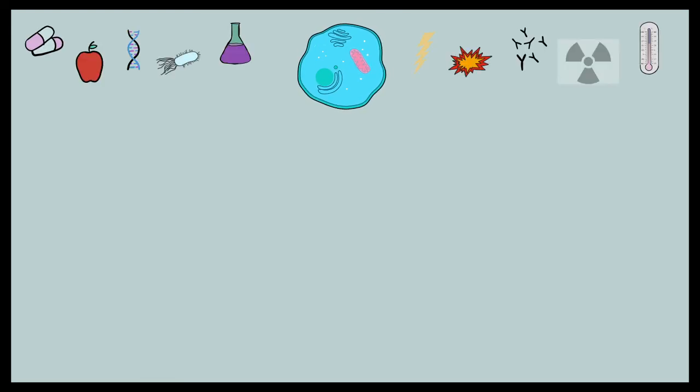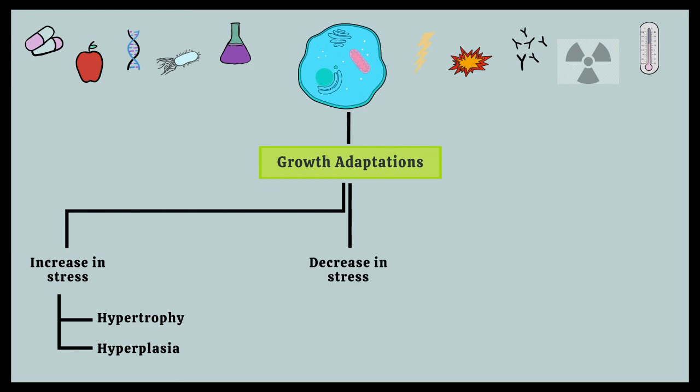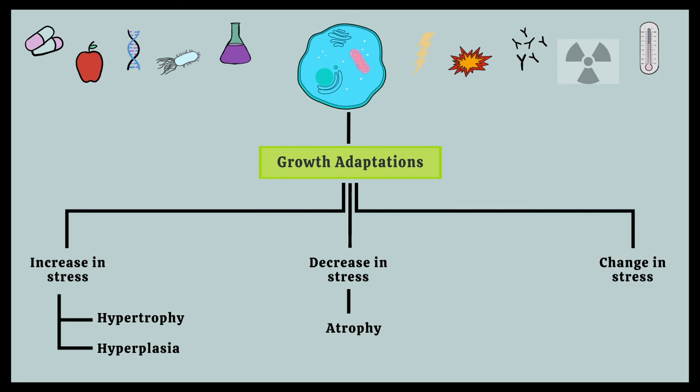Now let's quickly summarize what we learned today. The cell is constantly exposed to different types of stresses, and depending on the type of stress, the cells adapt to these stresses and stimulations by morphing itself. We talked about these growth adaptations. When there is an increase in stress, the cells can undergo hypertrophy or hyperplasia. When the stress is decreased, the cells undergo atrophy. When there is a change in the stress, it may undergo metaplasia.